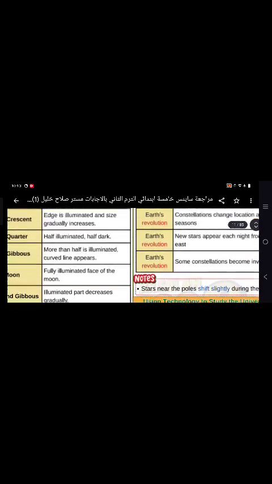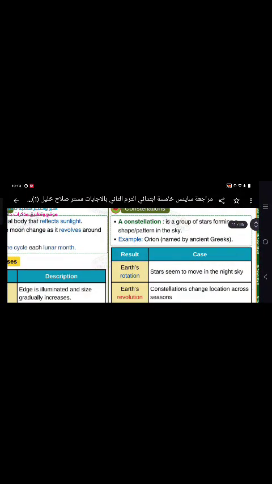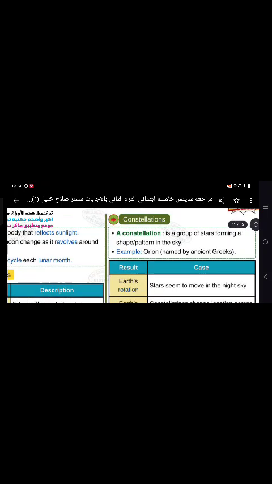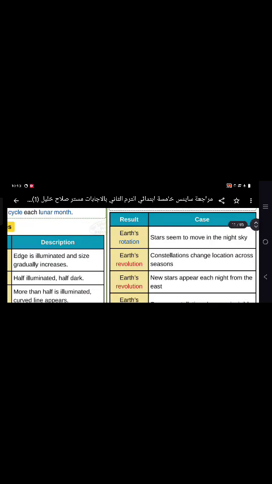Okay, let's move forward to constellations. A constellation is a group of stars forming a shape or pattern in the sky. It could have the shape of animals, plants, or any other shapes. The example of a constellation that we have studied is Orion, or the Hunter, named by the ancient Greeks.